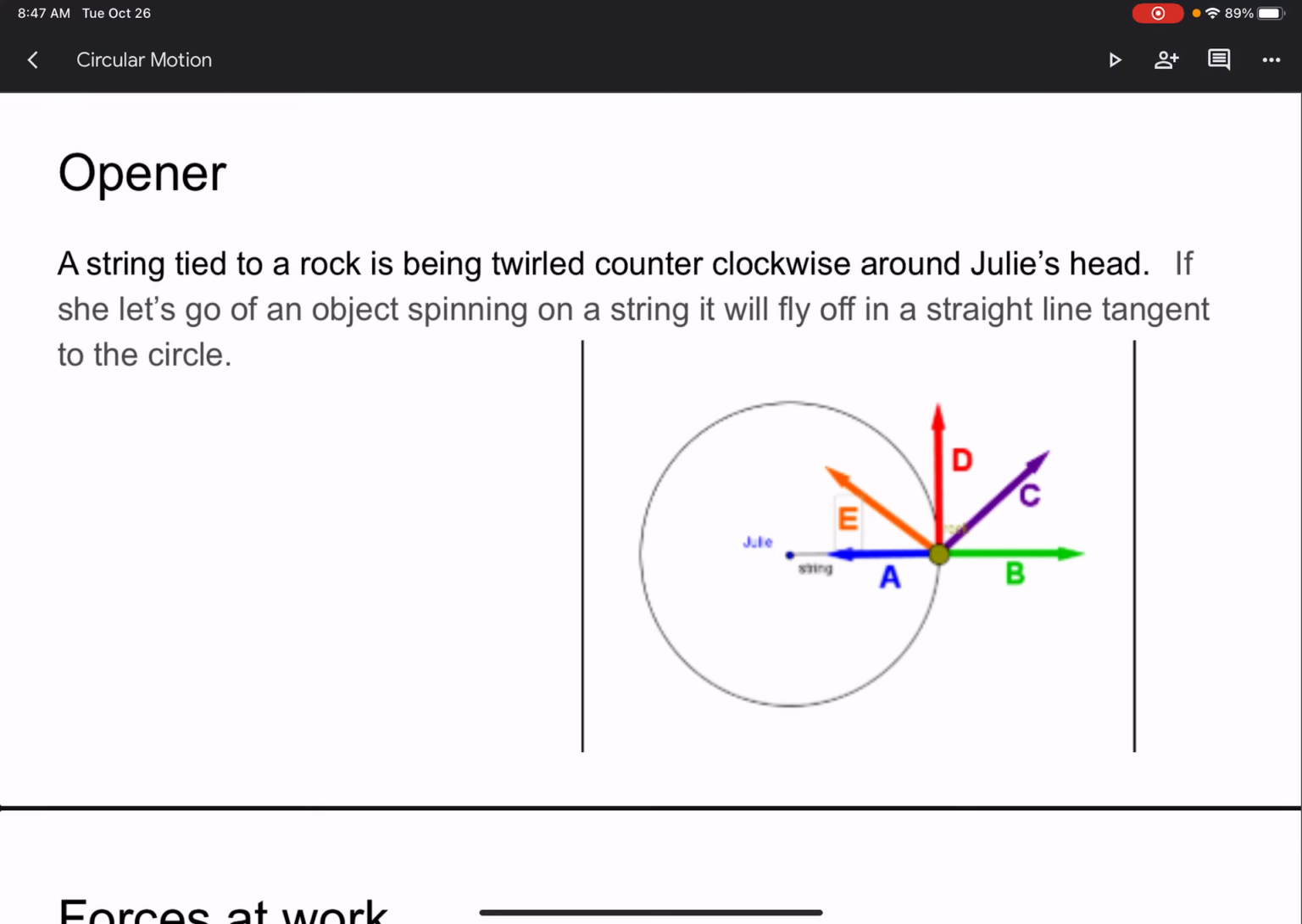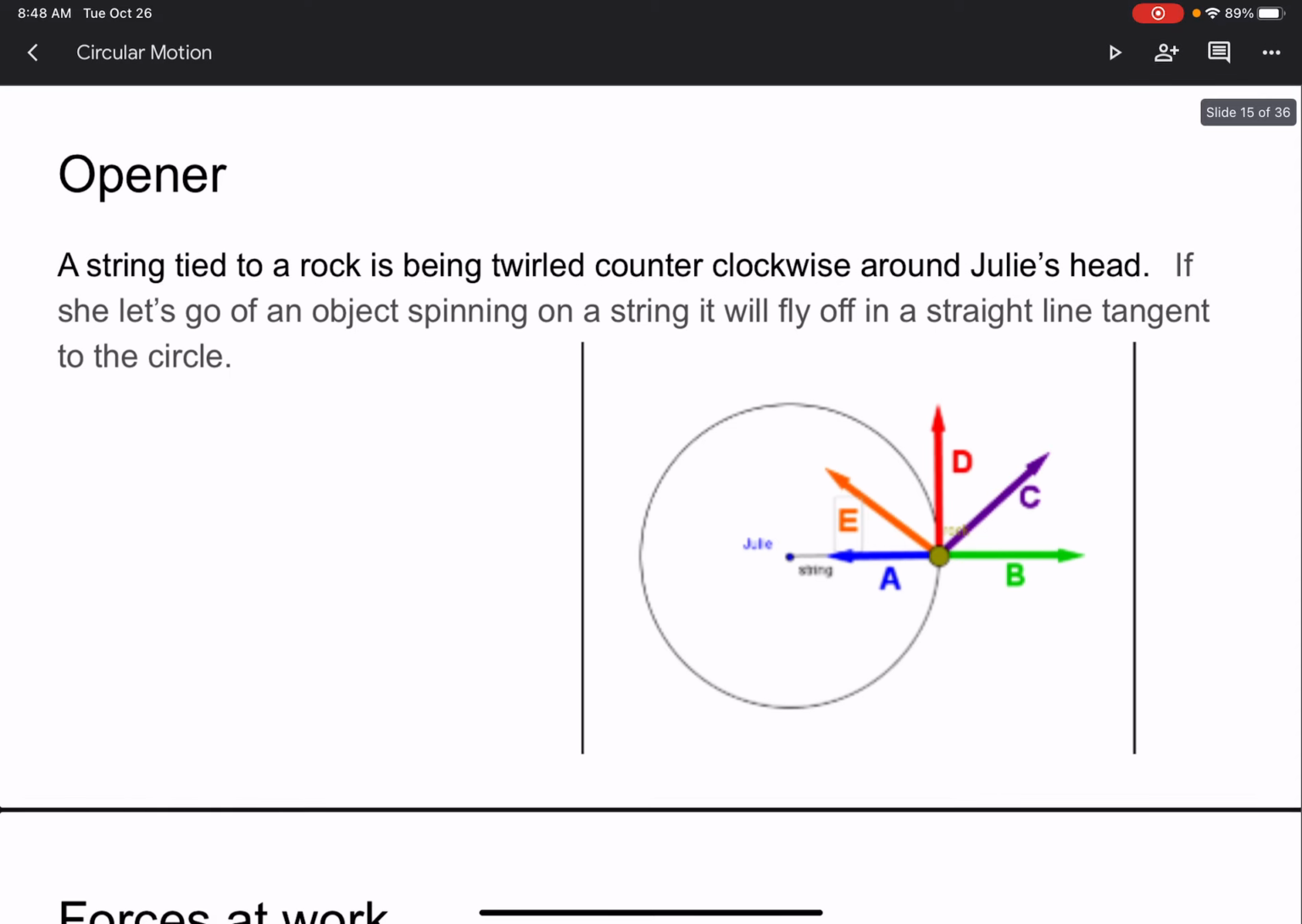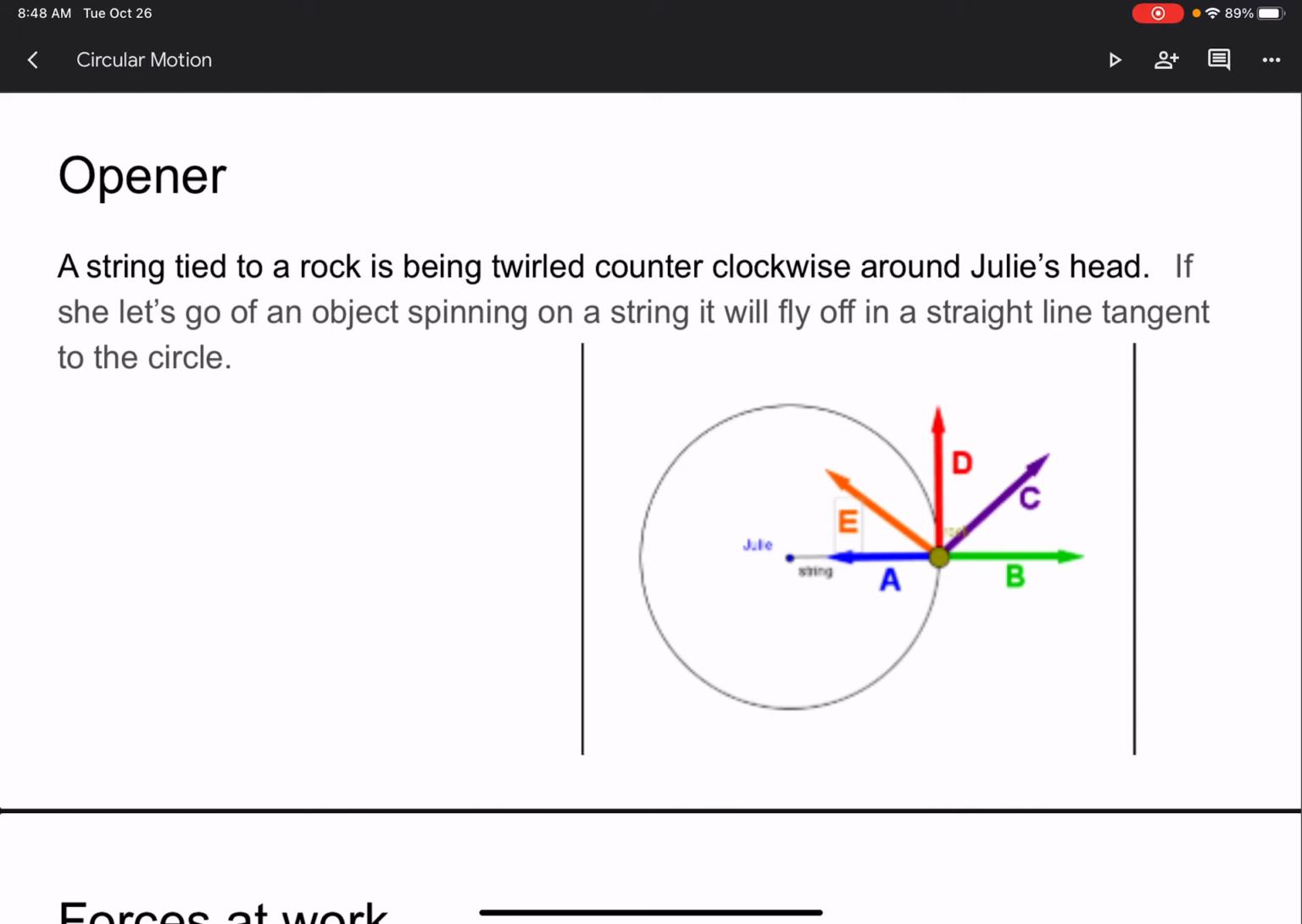Lesson 3.6. If I were there, we would have done this opener and discussed which direction the rock would fly off. If a rock was being twirled counterclockwise and she let go of the object spinning on a string, which direction would it fly off? It would fly off in a straight line tangent to the circle. So D would be the correct pathway, because it has rotational inertia in that direction, and you would see it going that way.